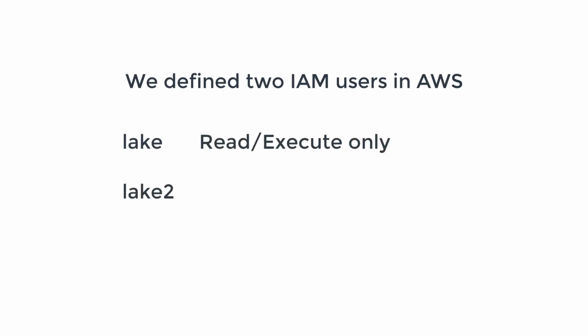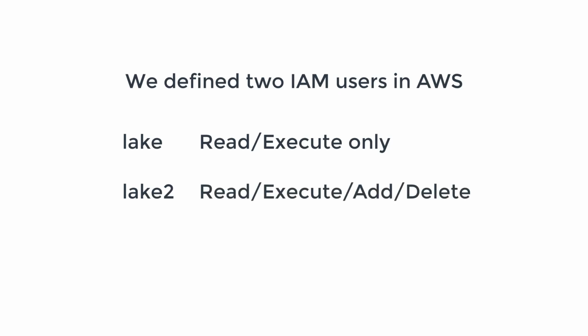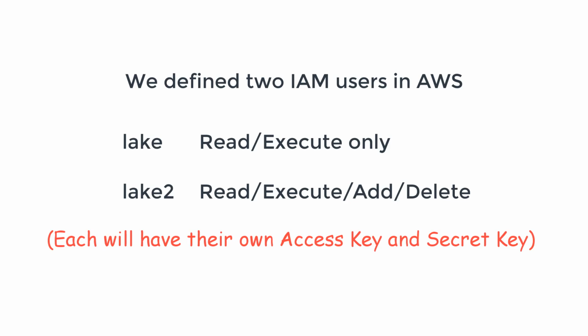So the first thing we've done is define two different IAM users, Lake and Lake2. Lake can only read and execute files in our S3 buckets. Lake2 can also add and delete files. These two accounts will have the same bucket name and region code, but each will have unique access and secret keys.